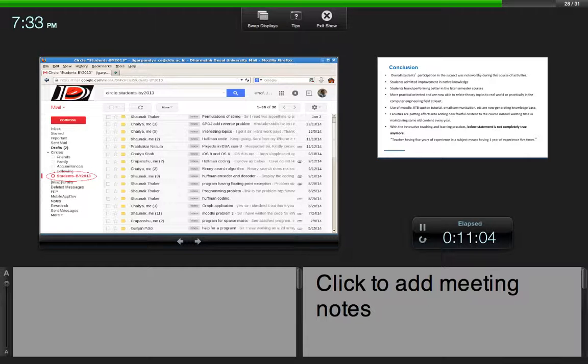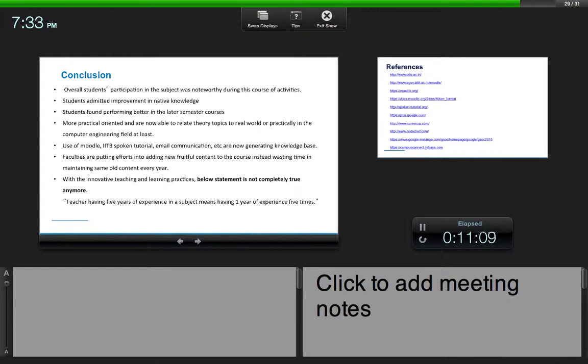Finally, conclusion. Overall, students' participation in the subject was noteworthy. They admitted that there is improvement in their native knowledge. Of course, students were found performing better in later semester courses as well.